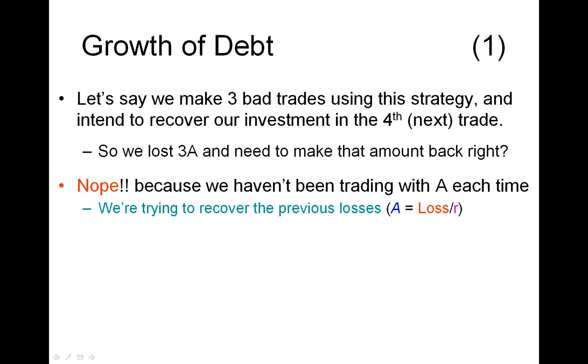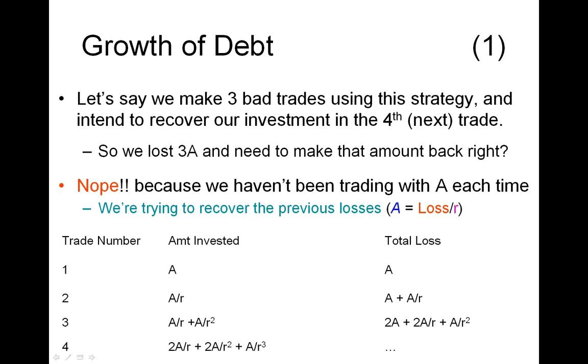And what should A be? If we're just trying to recover our losses, not trying to make a profit, it should be the cumulative loss incurred thus far divided by the rate of return. So let's take a look at a little bit of algebra right here. Let's say on the first trade we invested A, and we were wrong. It doesn't matter whether we put or call, we were wrong. And so our total loss after the first trade, indicated on the right side, is A.